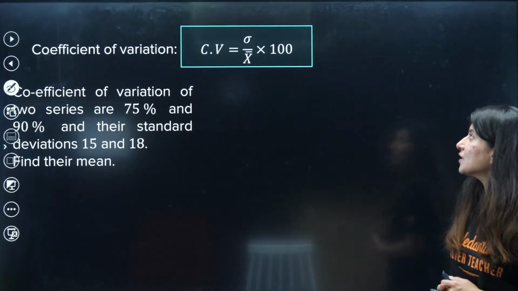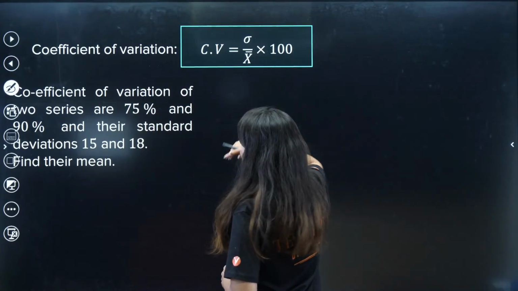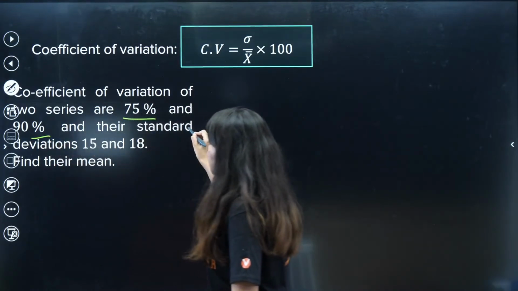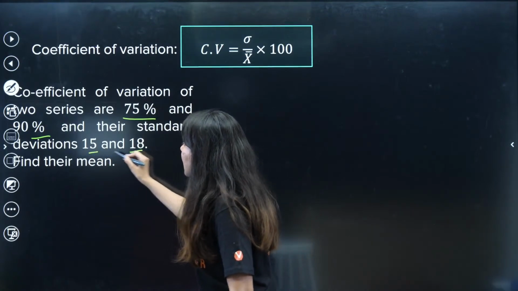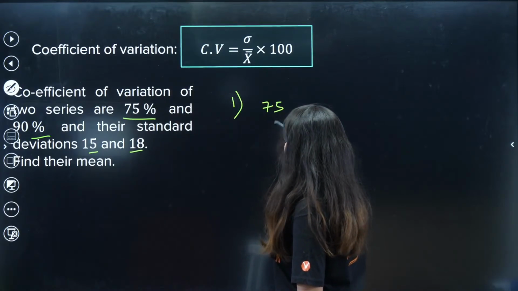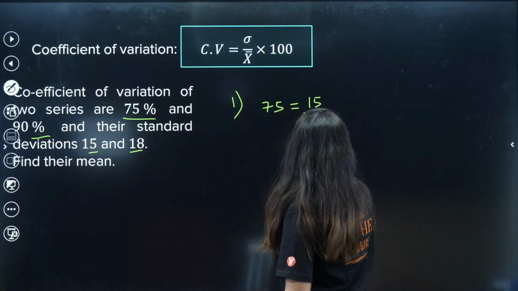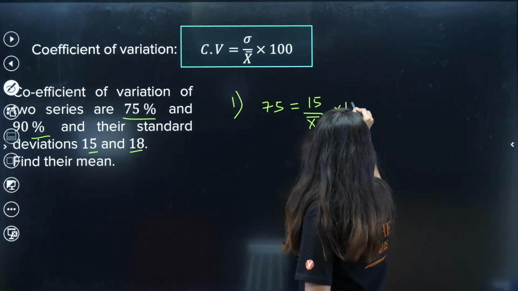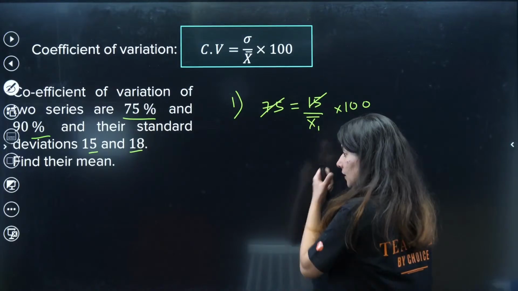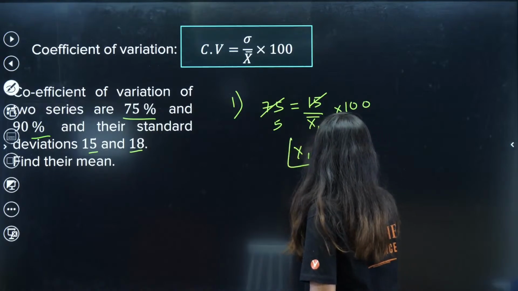Now one more concept, which is the coefficient of variance. Coefficient of variance is nothing but sigma by x bar into 100. So the coefficient of variance of two series is given as 75 and 90%. Standard deviation is also given as 15 and 18. Mean we need to figure out. So for the first series, 75%, right? So 75 is equal to sigma 15 by the mean of the first series into 100. 15 ones are 15, 5s are, so x1 bar is coming out as 20. 20 is the mean of the first series.